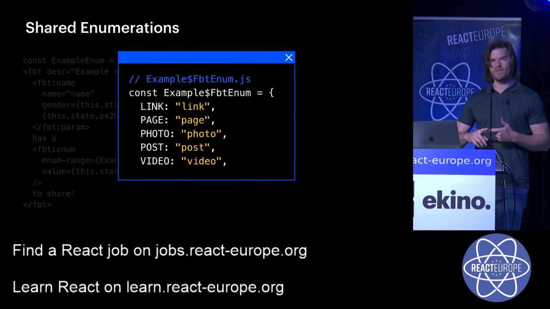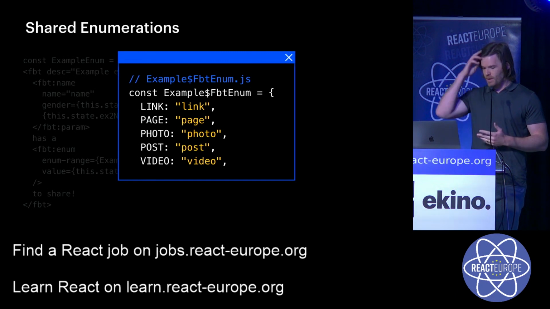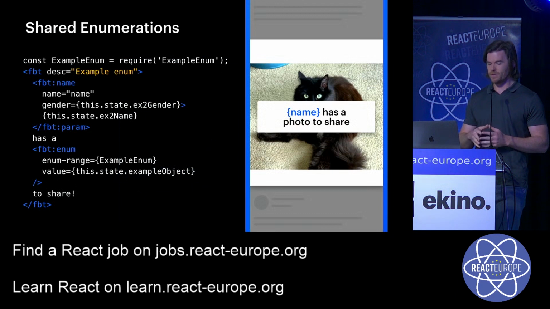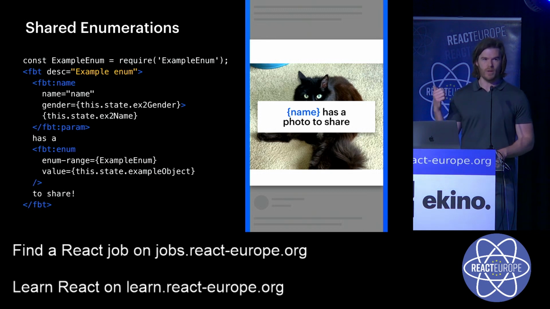And here we're generating 5 separate strings. So we have link, page, photo, post, and video. And similarly, we'll generate 5 completely different sentences to be extracted from this. So we have name has a photo to share, name has a video to share, name has a link to share, etc. And that's what that example enum is doing in this example.